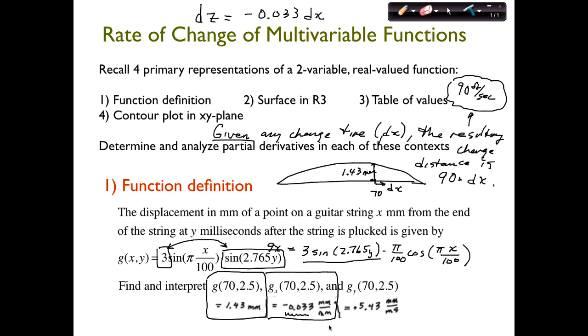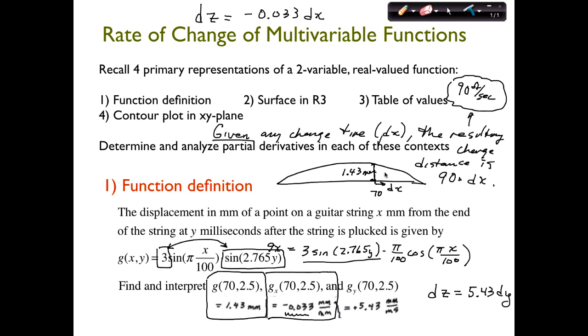At 2.5 milliseconds. Right. So the crux of it is this: the change in displacement is 5.43 times dy, the change in time.